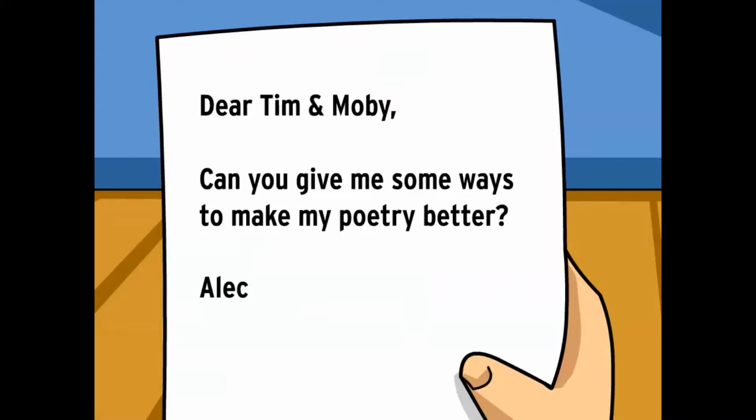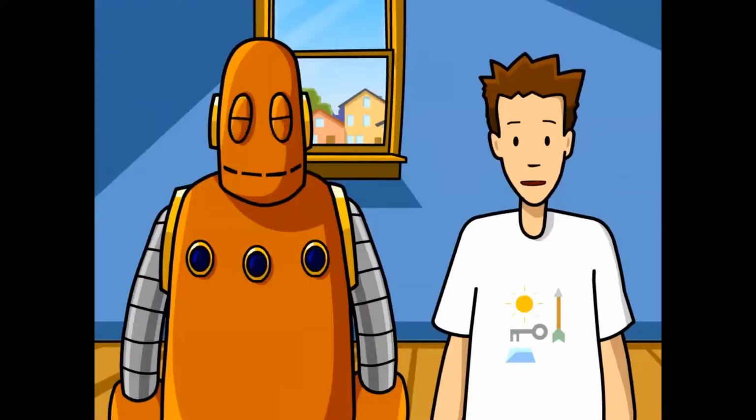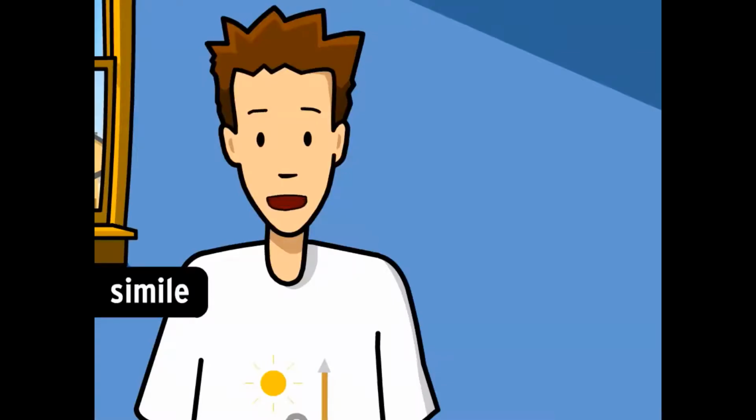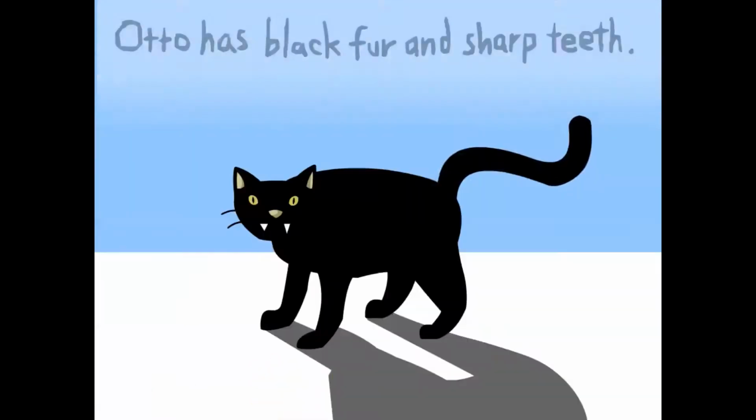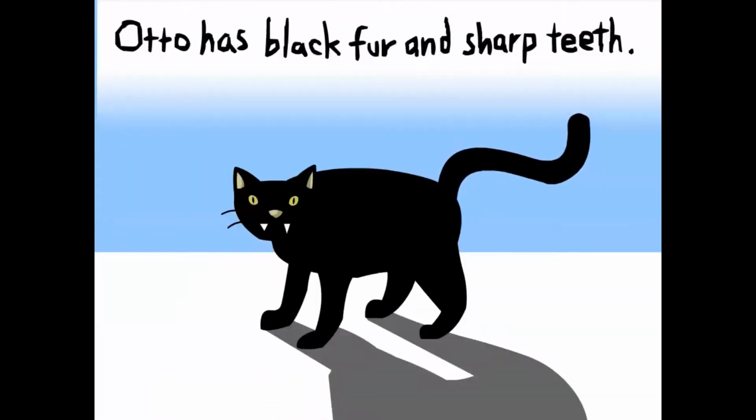From Alec. Whether you're writing poetry or prose, poetic devices like similes and metaphors are good ways to improve your writing and make it more interesting. Moby's poem could use a little help from similes and metaphors. A simile is a comparison that uses the words like or as to make a connection between two ideas. Otto has black fur and sharp teeth. Let's work in some similes to make this line more interesting.